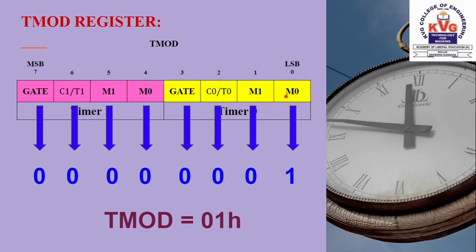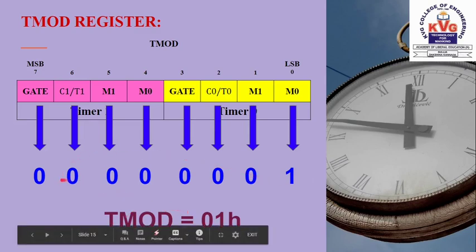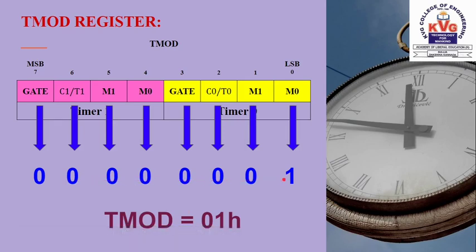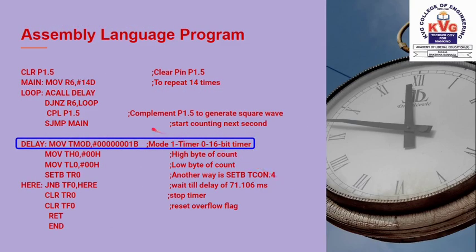And here we are going to use it in mode 1. So M1 and M0 will be 0 and 1. So that is 0 1. So totally this TMOD setting will be 01. This is binary 0000 0001. In hexadecimal it will be 01. So now we understood why TMOD we have selected it as 00000001 binary. B means binary. We are going to use mode 1, that is timer 0 in 16-bit.